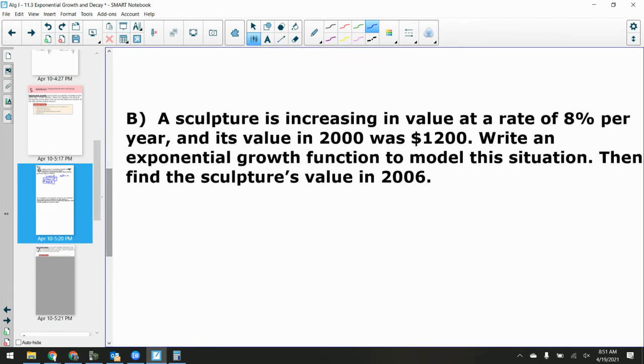All right, a sculpture is increasing in value at a rate of 8% per year. And its value in the year 2000 was $1,200. Write an exponential growth function to model the situation. Then find the sculpture's value in 2006. All right, so go ahead and write the function. Practice it. Do it.